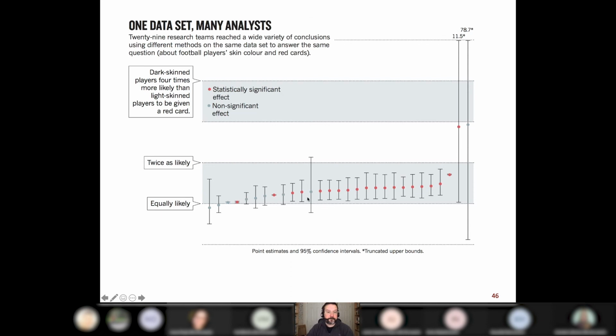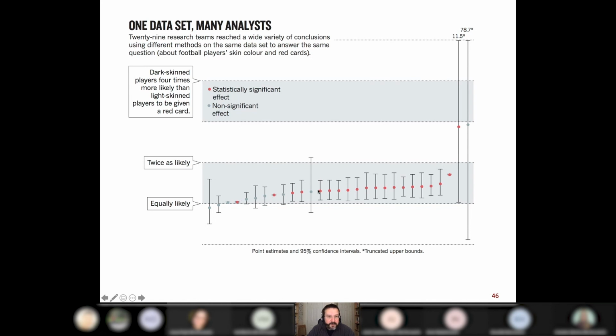This is the result. We have 29 studies. The point here is the estimate of the odds ratio. The odds ratio is 1 when the dark-skinned players are equally likely to receive a red card as the light-skinned players, and 2 or 4 when they are twice as likely or 4 times more likely to receive the red card.